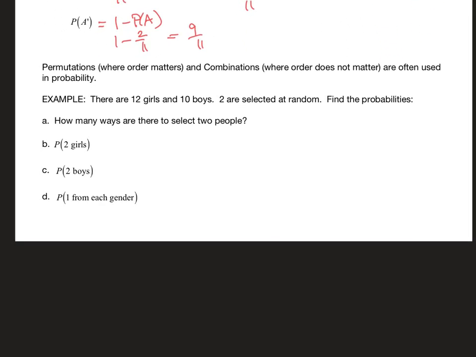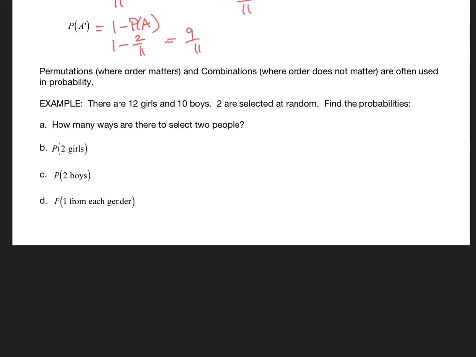All right, scooting it up. All right, you may remember permutations and combinations. You may have to break out your handy-dandy calculator. Okay? So for this example, there are 12 girls and 10 boys, in other words, 22 young people. 2 are selected at random.